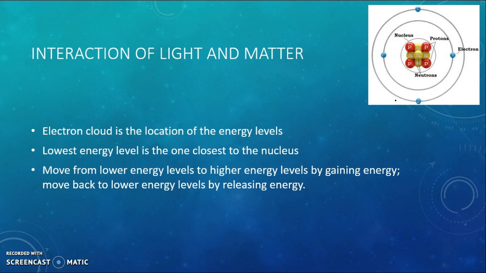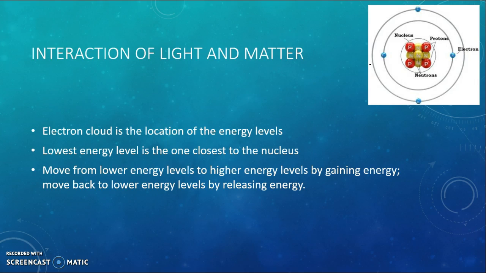Okay, so how does this work with the atom and light and matter, and why are you telling us about this? Well, the electron cloud is where the energy levels of the atom are located. The lowest energy levels are the ones closest to the nucleus, and as you get further from the nucleus, the energy levels get higher. So the first one around the nucleus here, with these 2 electrons, that would be energy level 1, and then energy level 2, and then 3, 4, 5, 6, 7, and keep going.